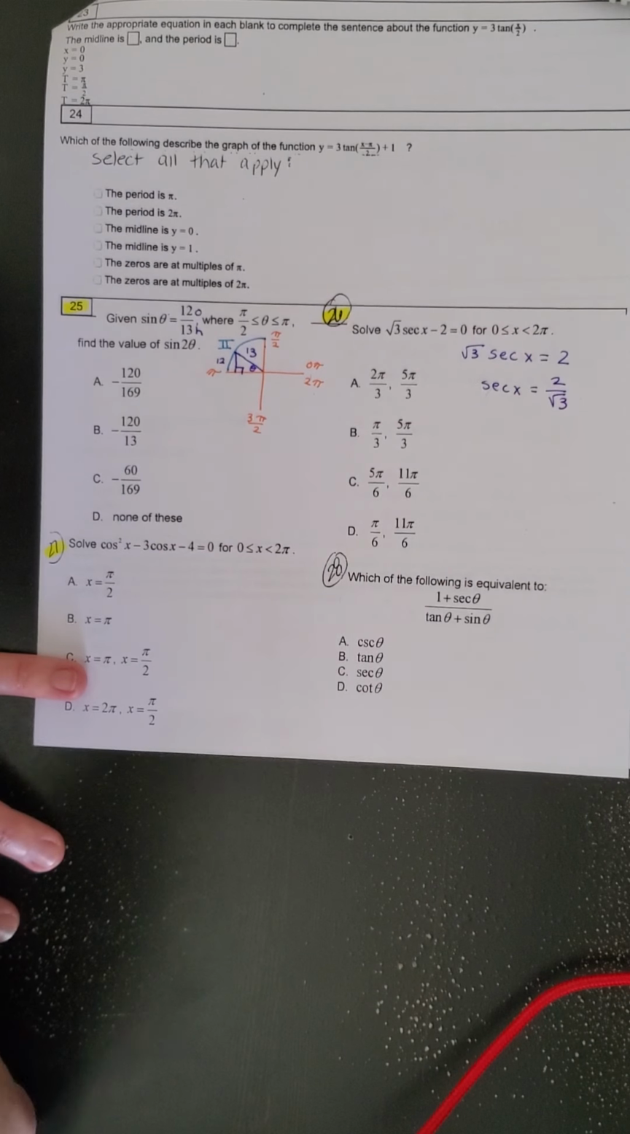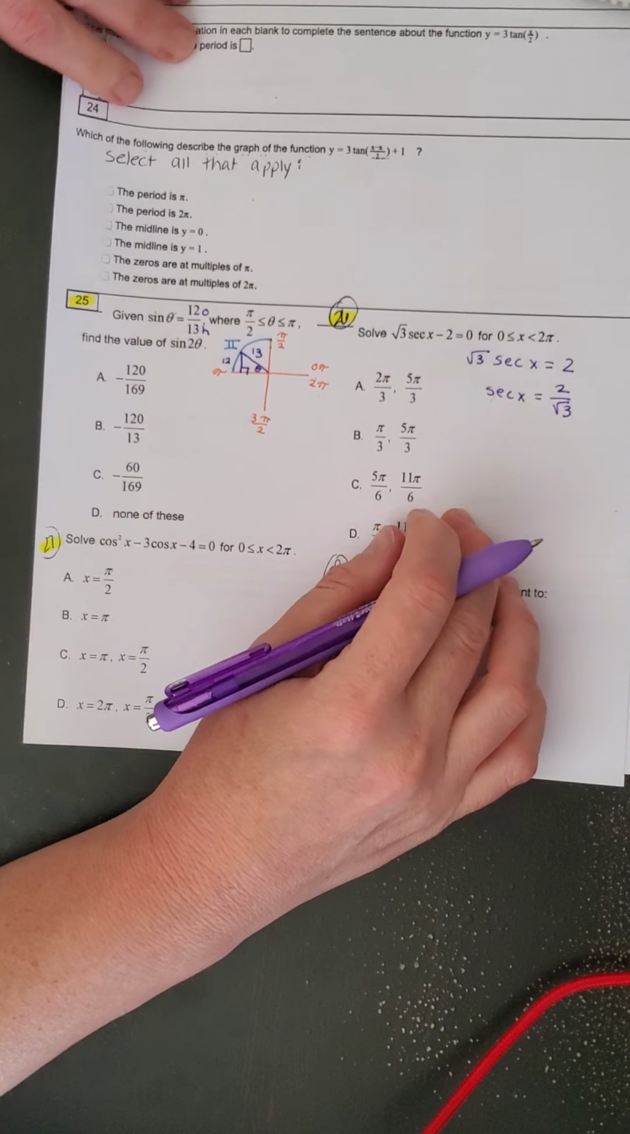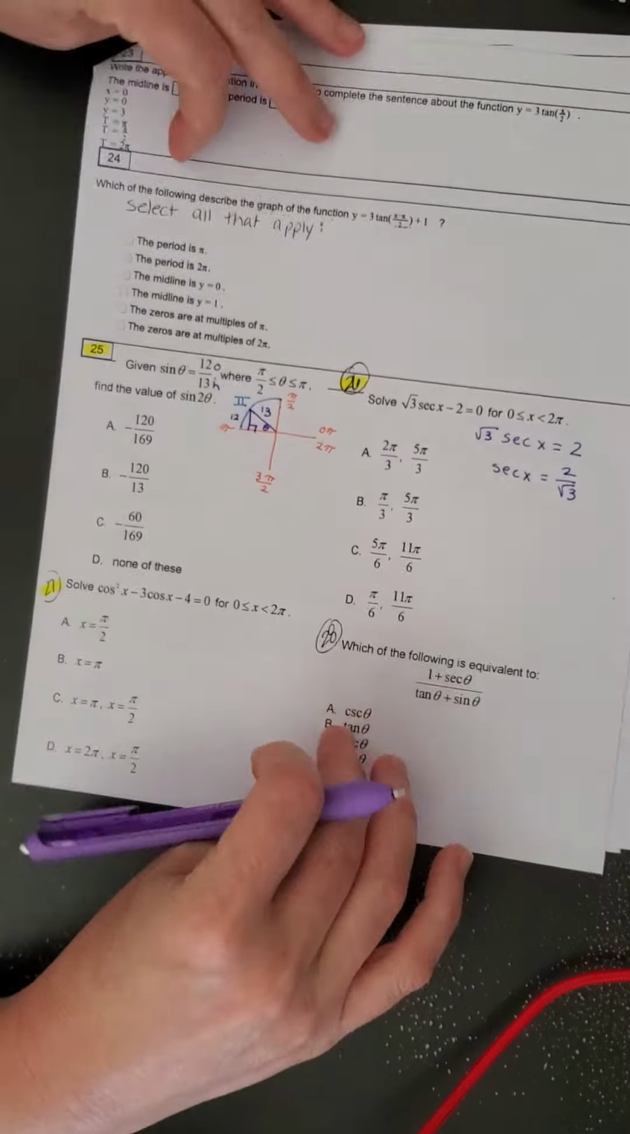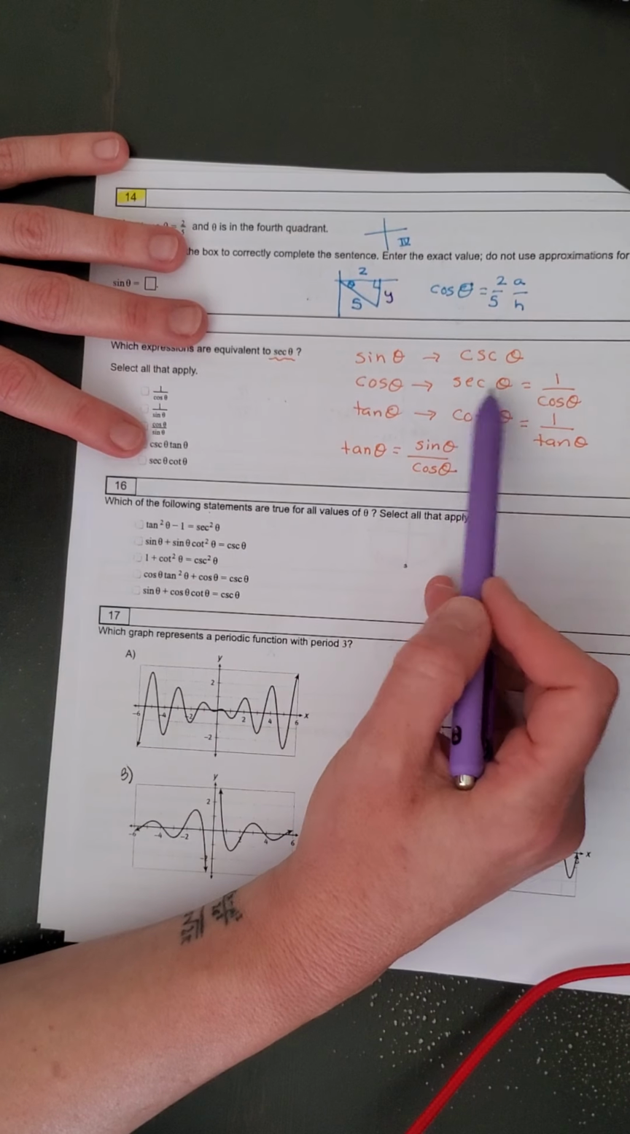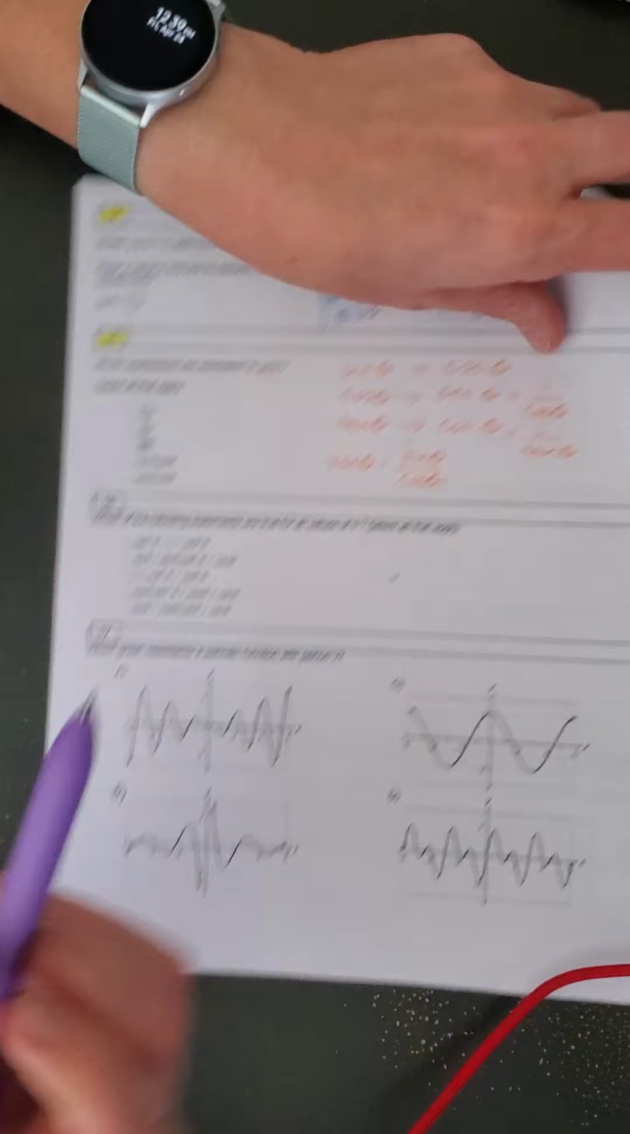And then I'll use the idea from just a minute ago where I said, oh, it's not on there. It's on the previous page. Hold on. Secant is 1 over cosine. So I'm going to use that idea.